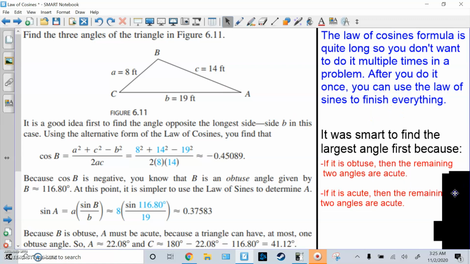Next, it was smart that we found the largest angle first. Why? That's because if we find out the largest angle is obtuse, the other two angles must be acute. If we found the largest angle is acute, that means the other two angles must also be acute. If we found the smallest angle or a different angle that wasn't largest, we would not know if our triangle overall was obtuse or acute or right. So try to find the biggest angle first.